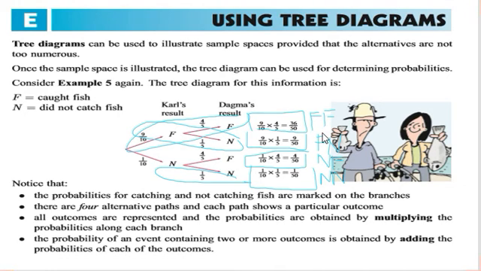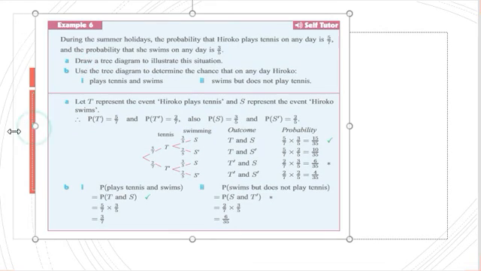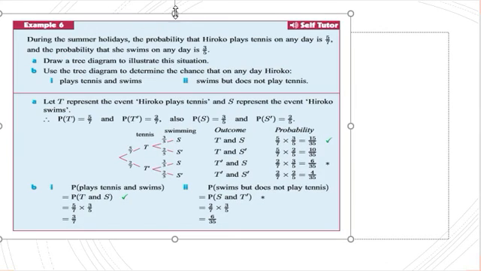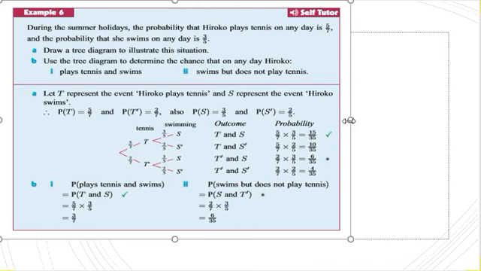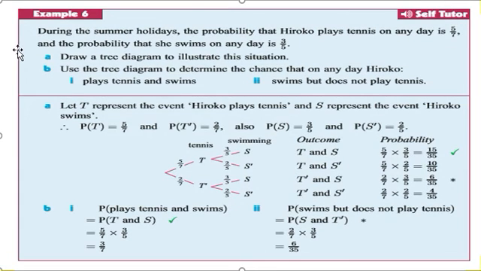So if you want to find out the probability of them being able to catch, or Carl being able to catch, we just simply add them. Okay? So let's go to more examples here. During the summer holidays, the probability that Hiroko plays tennis on any day is 5 out of 7, and the probability that she swims on any day is 3 out of 5. So this is how we make a tree diagram.